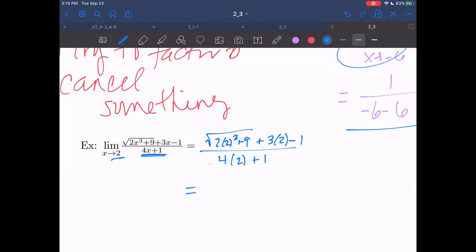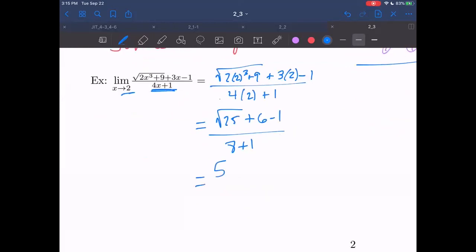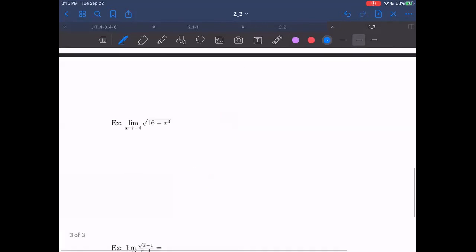So we simplify and we get the square root of 25 plus 6 minus 1 divided by 8 plus 1. So 5 plus 6 minus 1 over 9. So 10 over 9. Okay. So that one looked scarier than it was. All right, and then we'll do another example.